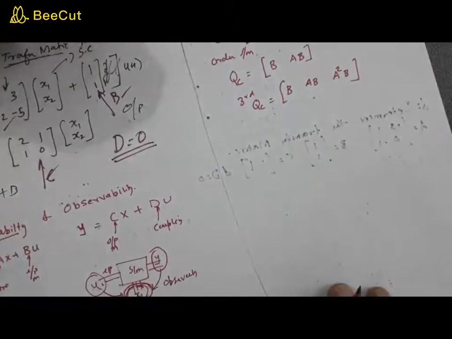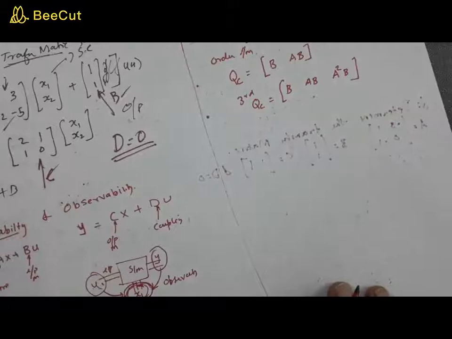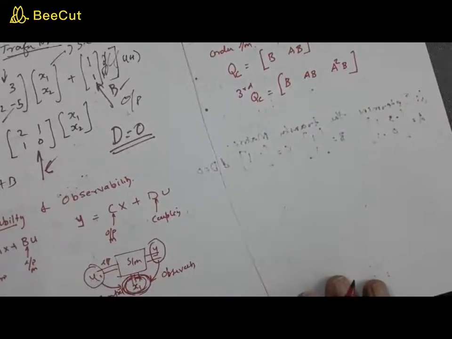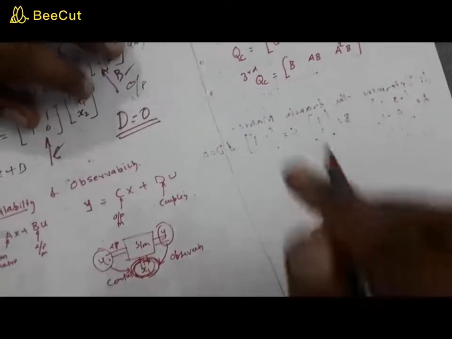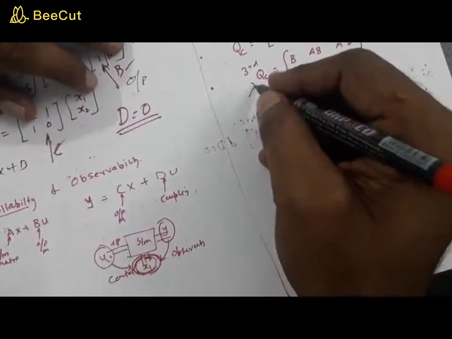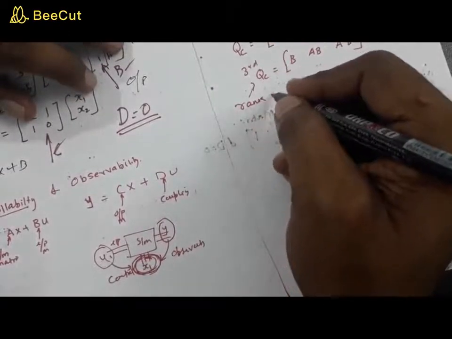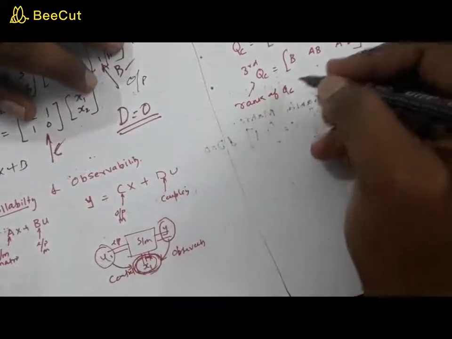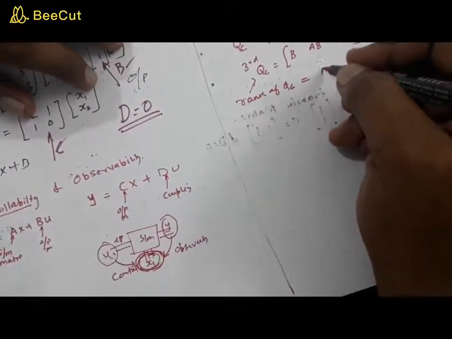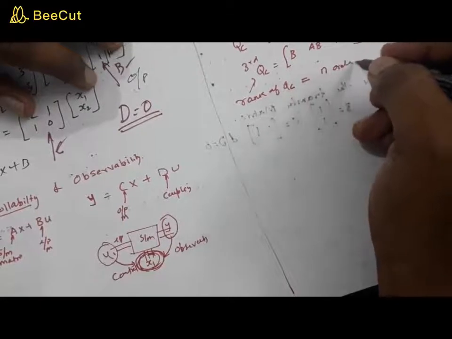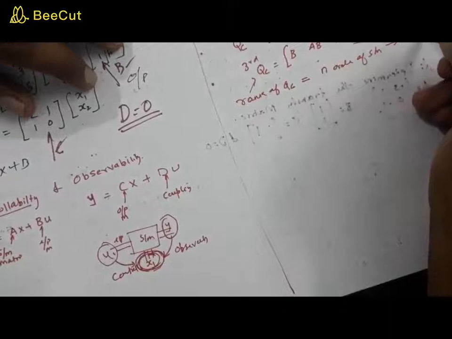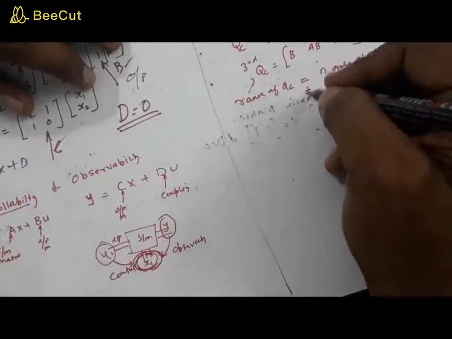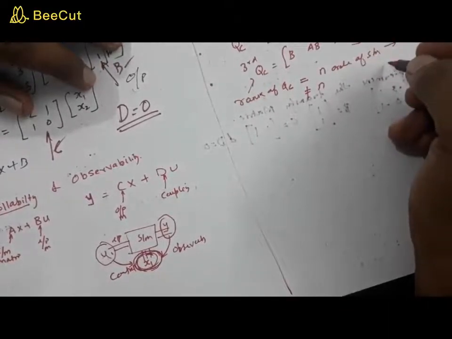Okay, so this is the first step for checking the controllability. After finding out this controllability matrix, we can check the rank of this QC. That's the procedure: the rank of QC. If the rank of QC is equal to the order of the system, then that system is said to be controllable. And if it is not equal to the order, then it is not controllable.